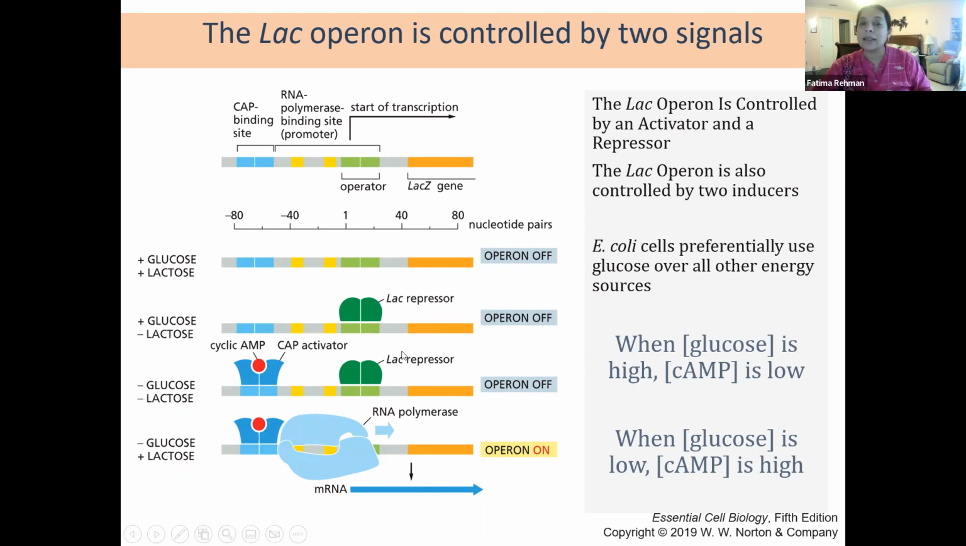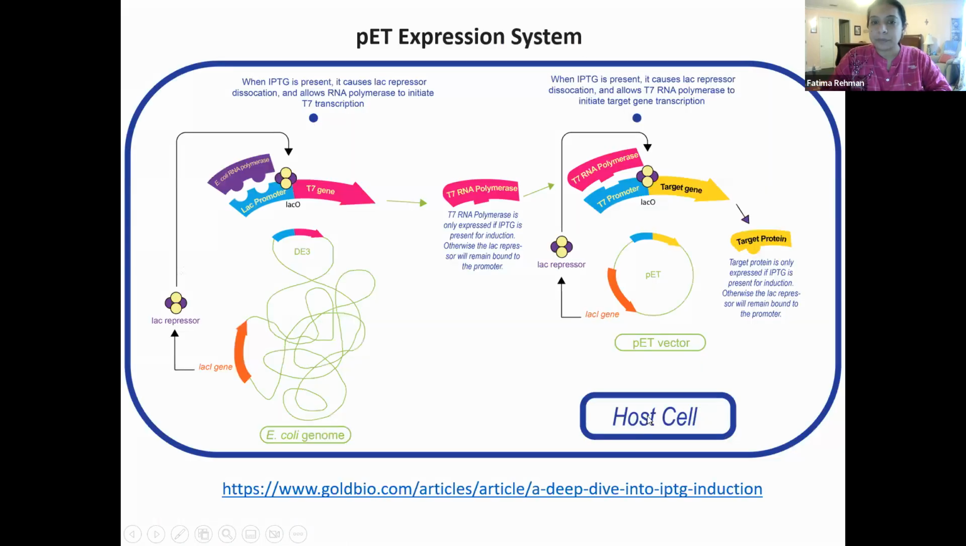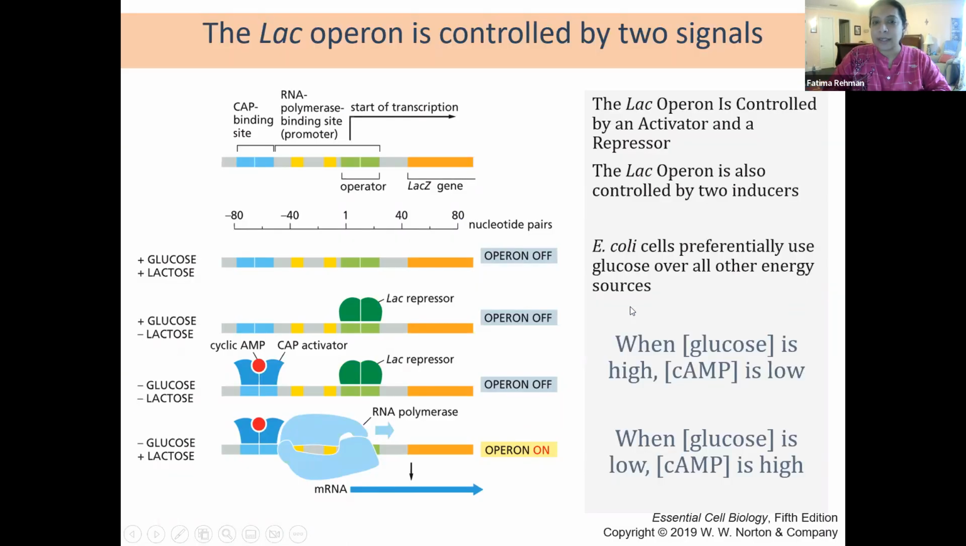In this case, the lac repressor will not be bound to the lac operator region. The cyclic AMP and CAP activator are already bound to the activation signal, allowing for the polymerase to finally bind to that site because nothing is blocking it from binding to the promoter region and starting the transcription of the lac operon gene.